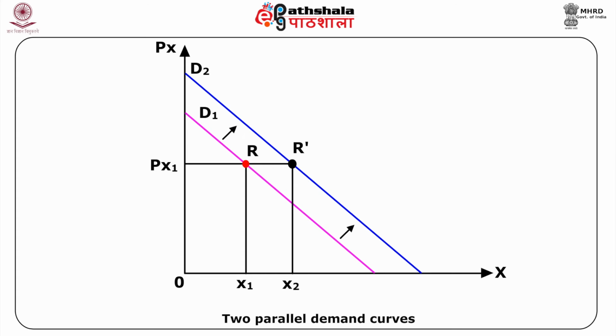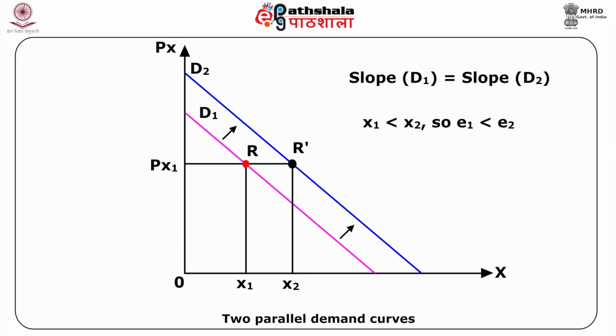Then, what can we say about the elasticities of demand at point R and R prime? At point R, price elasticity is given by slope of D1 multiplied by Px1 divided by x1. At point R prime, the price elasticity is given by slope of D2 multiplied by Px1 divided by x2. Since we are considering a parallel shift, slope of D1 is equal to slope of D2, while x1 is less than x2. So, elasticity of 1 is greater than elasticity of 2. Hence, price elasticity is not the same at a given price for two parallel demand curves.